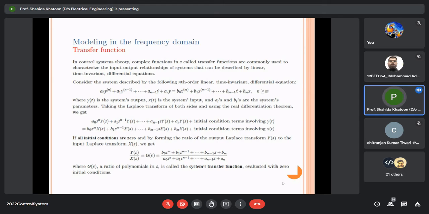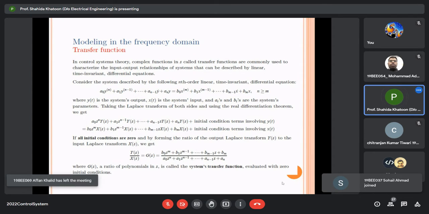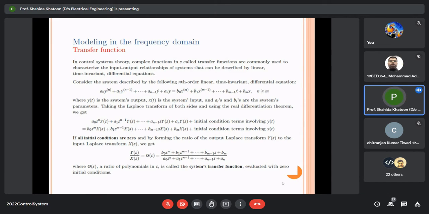If we take all the initial conditions as 0, then by forming the ratio of the output Laplace transform Y(s) to the input X(s), we get this equation: b naught s to the power m plus b1 s to the power m minus 1 plus b2 s to the power m minus 2 up to b(m-1) s plus bm, upon a naught s^n plus a1 s^(n-1) plus a2 s^(n-2) up to a(n-1) s plus an. G(s) is the ratio of polynomials in s, and it is the system's transfer function evaluated with initial conditions 0.